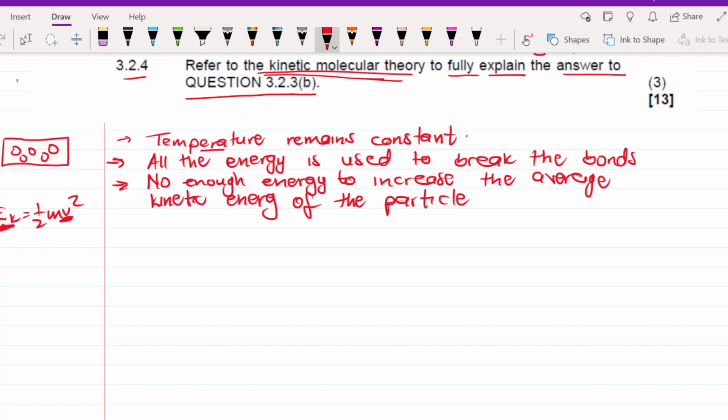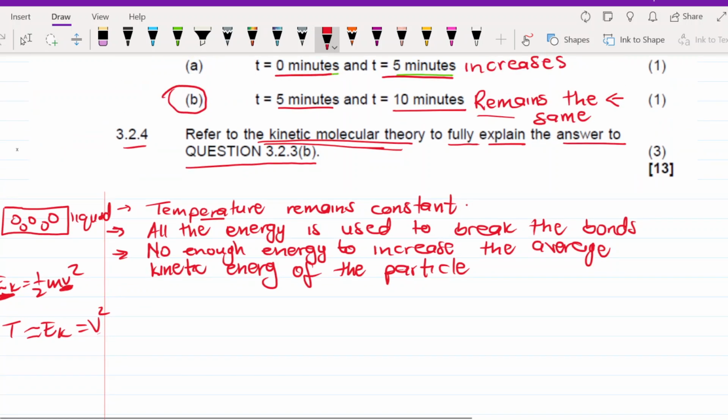Why? Because the temperature is constant. If the temperature is constant, the average kinetic energy will be constant. That means the velocity of the molecules will also be constant. So that's why they are just vibrating, or they are just moving at a slow pace. This is the liquid state, because the melting point has changed them from solid to liquid. So that's why they remain the same. The temperature remains the same. That means the kinetic energy will also be constant, and the speed of the molecules will also be constant. That's what is happening at that state.